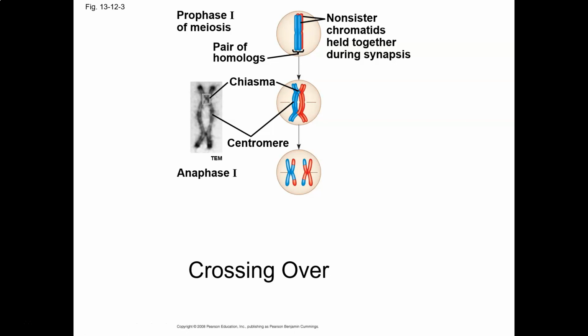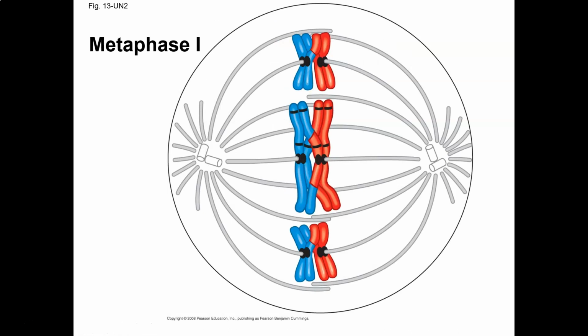So that's crossing over, swapping of some genetic material between the homologous chromosomes. Okay, so in this slide we see the homologous pairs now lined up on the equator. So this is metaphase 1, which is a pretty simple phase.